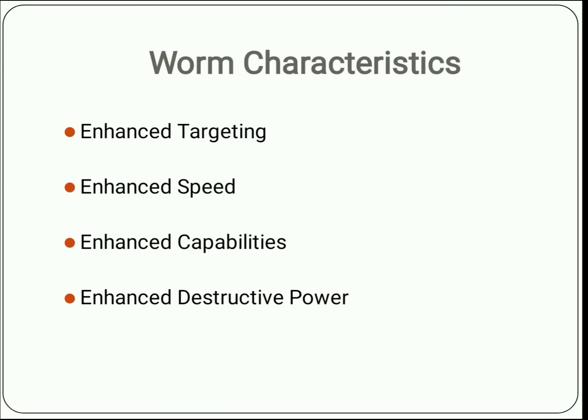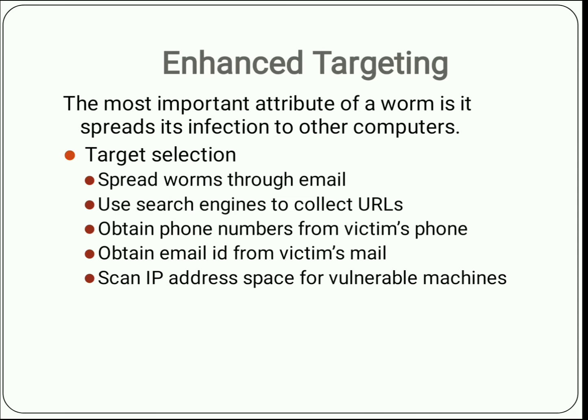Then what about the worm characteristics? Worm characteristics are of four types: enhanced targeting, enhanced speed, enhanced capabilities, and enhanced destructive power. So we'll discuss each one of them. The first one is enhanced targeting. Actually, the main attribute of a worm is that it spreads its infection to other computers. That's the most dangerous part of a worm. So how does the worm select its target?